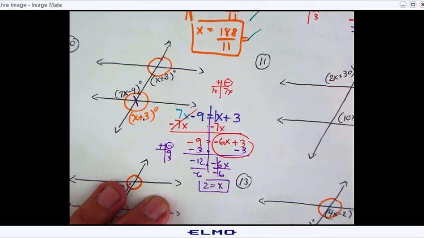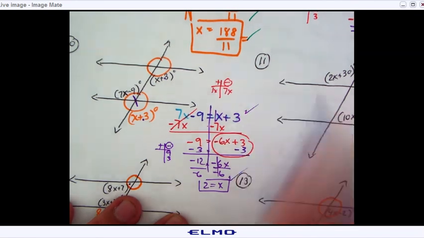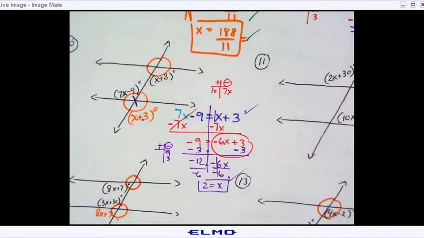Check it out. If you got it right, put a little check. If you set it up right, put a check. Did you get it right? If you got it right, put a little check.